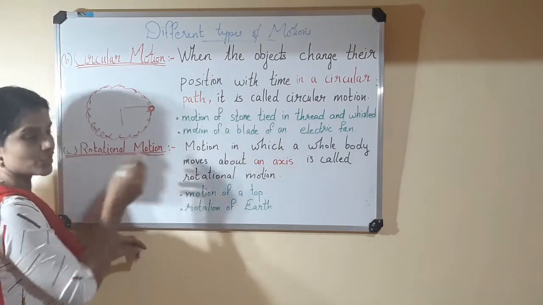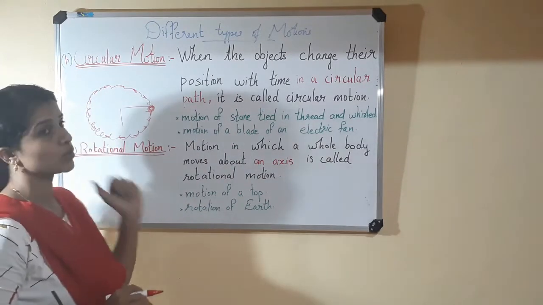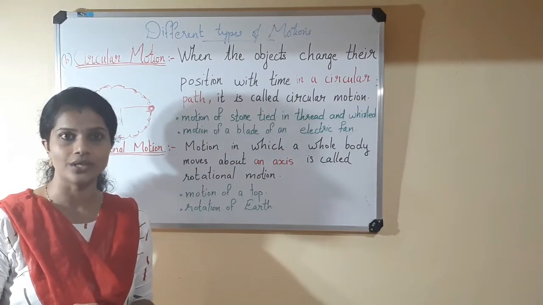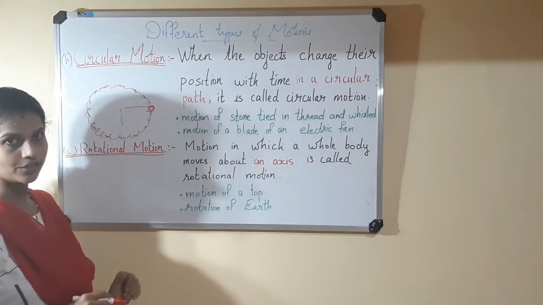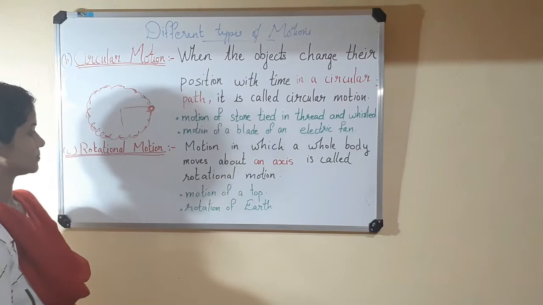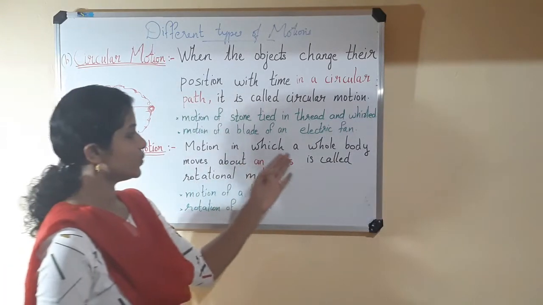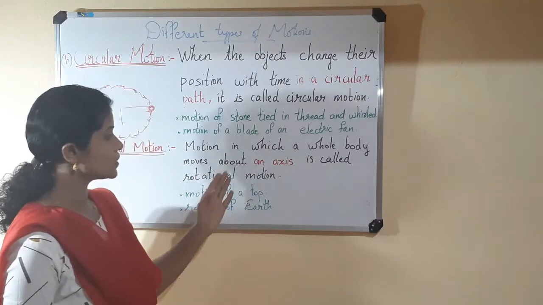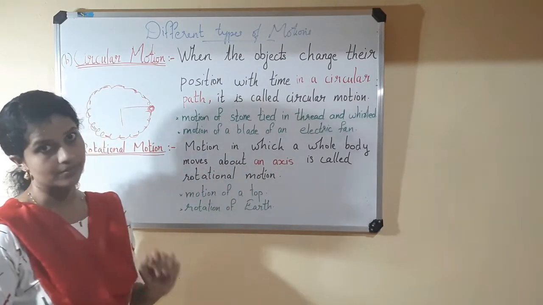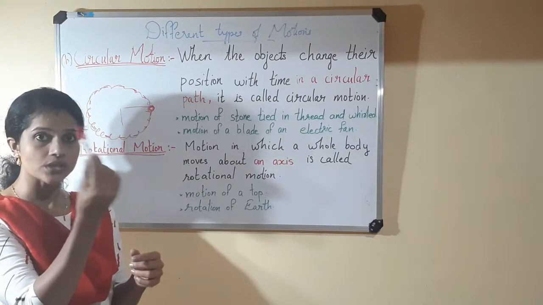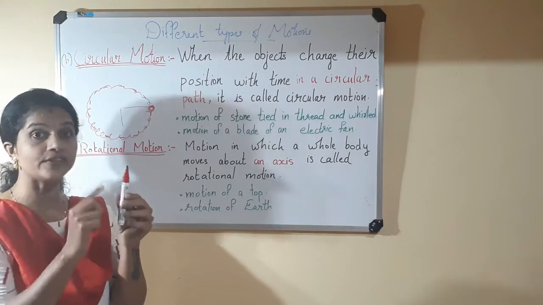नेक्स्ट इज रोटेशनल मोशन. यहाँ पे आप लोगों को काफी कंफ्यूजन होता है. व्हाट इज द डिफरेंस बिटवीन सर्कुलर मोशन एंड रोटेशनल मोशन? दैट आई विल टेल यू. What is rotational motion? Motion in which a whole body moves about an axis is called rotational motion. मतलब एक एक्सिस में उसका रोटेशन पूरा हो रहा है, मींस itself it is rotating.